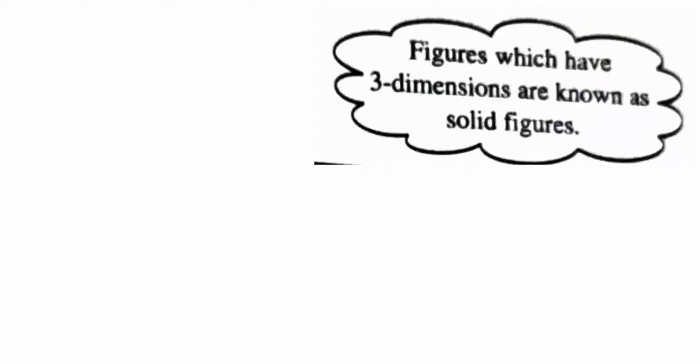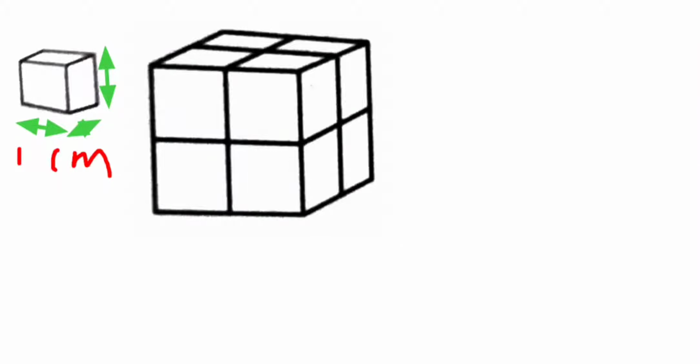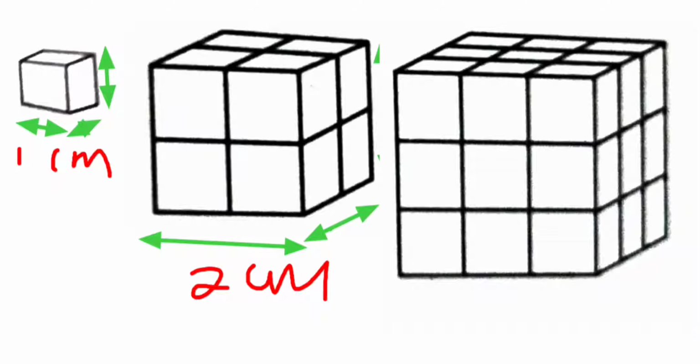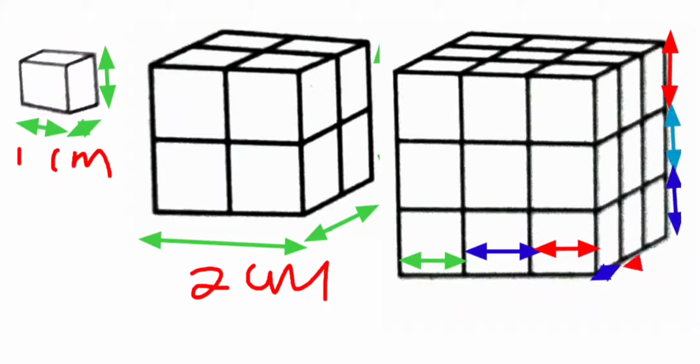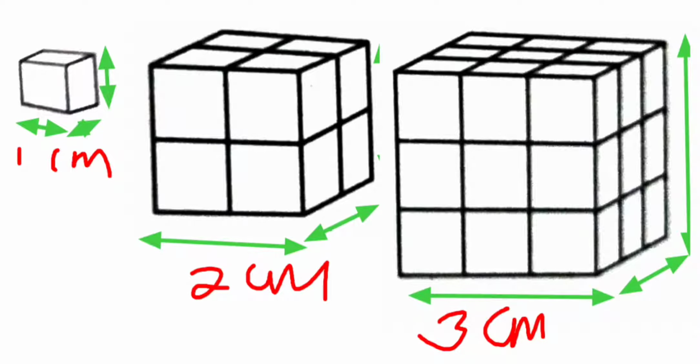The figures which have 3 dimensions are known as solid figures. Example is cube. It has 3 dimensions. Suppose each side is equal, so each side is length 1 centimeter. So how many cubes of side 1 centimeter will make a cube of 2 centimeter? 4, because each side is 2 centimeter. Then how many cubes required? 4 cubes. Similarly, how many cubes of side 1 centimeter will make a cube of 3 centimeter? We need 27 cubes, each cube having 1 centimeter.